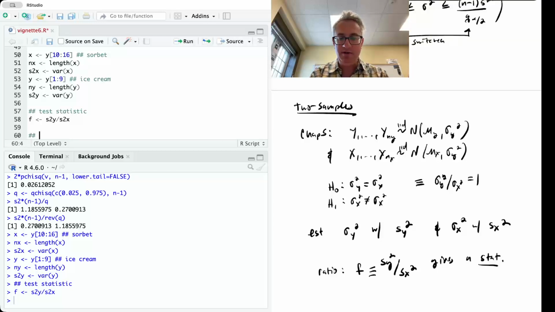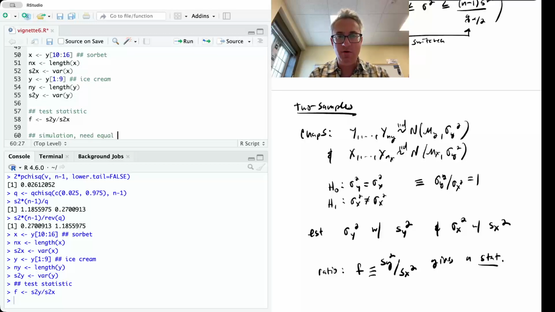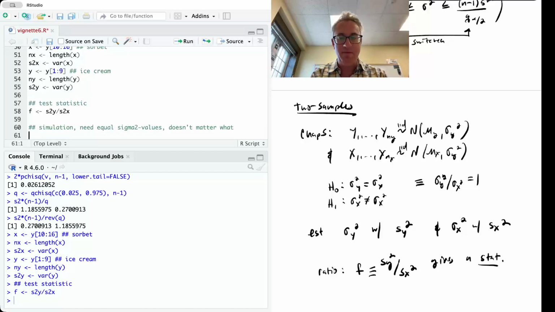Now the simulation. So we just need equal sigma 2 values. Doesn't matter what. So I need to pick a value of S2 or sigma 2. I'm just going to pick one. You can choose something different.